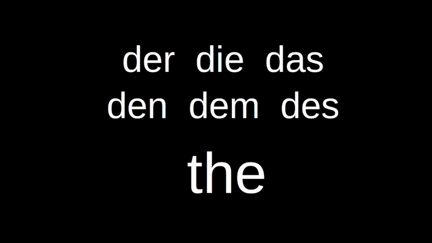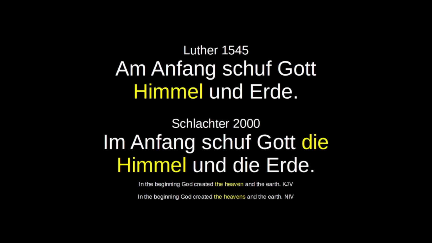So, if you know anything about German, you will know that in German there are like 6 different words that all correspond to the English the. Now again, when exactly these articles need to be used, we will discuss in more detail later. For now, all you need to know is that whenever you see a der, a die, a das, a den, a dem, or a des, they all correspond to the English the. Now let's take a look at the next word, Himmel, or die Himmel in Schlachter's version.